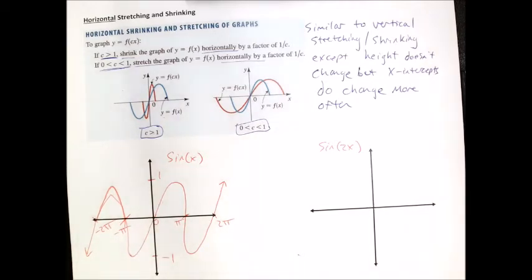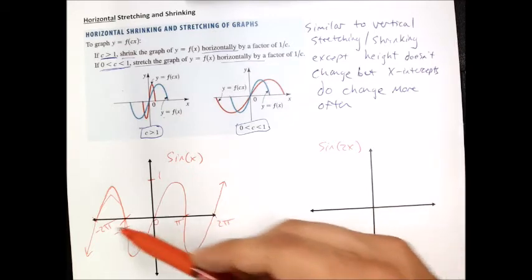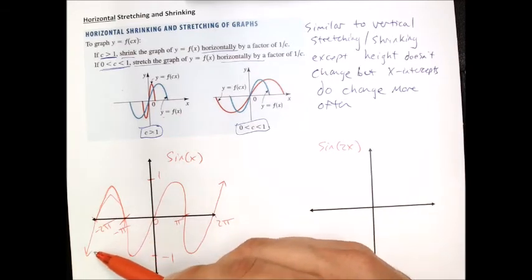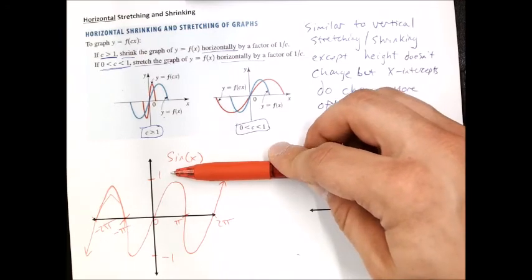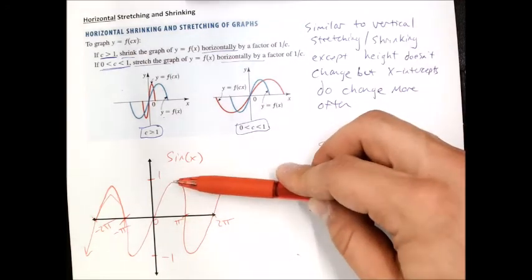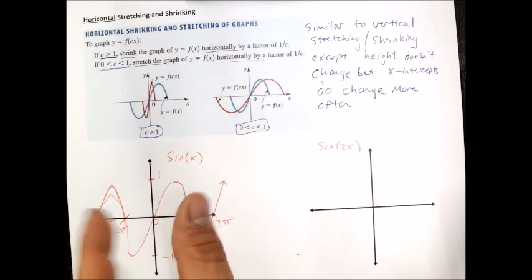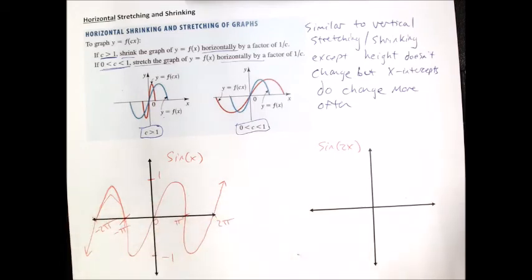And so I like drawing this one for the horizontal stretching and shrinking because there's a lot of x-intercepts. When we stretch or shrink it, we're either going to have more in the same amount of space or less. But what we'll see is that the height is not going to change. The height is going to stay the same at plus or minus 1. We're just going to either cram more stuff in there or stretch it out.